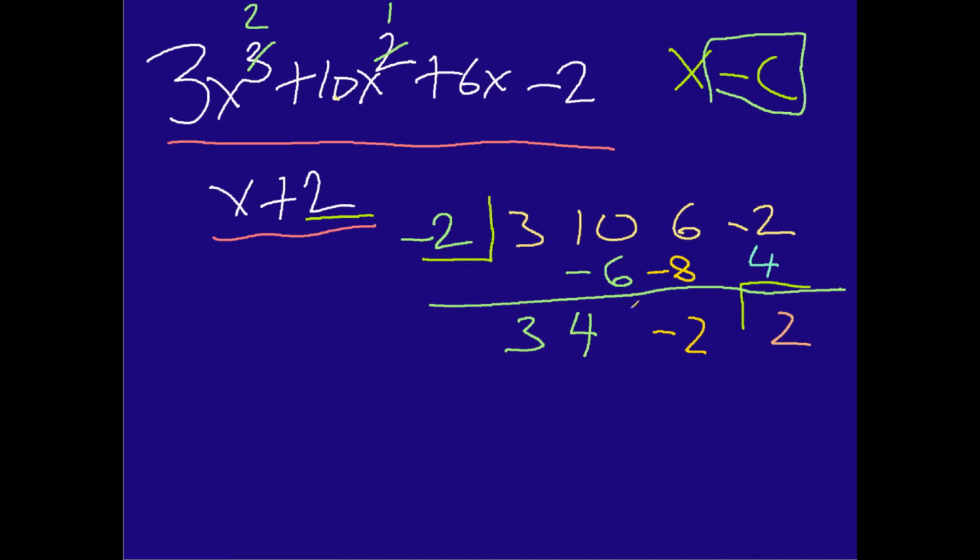So what does this mean? Well, it's very, very simple. The 3 is going to be 3x squared. Remember, we told you we decreased the power. And now we have plus 4x minus 2.